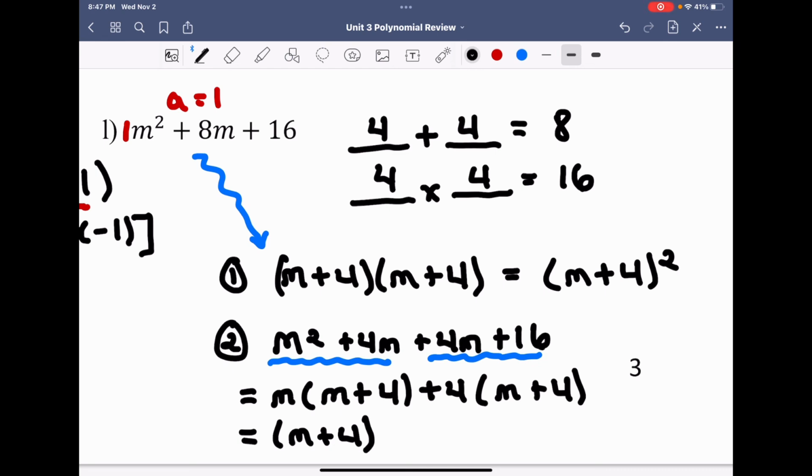And what am I left behind with? The m and the plus 4, leaving me with m plus 4, which can also be m plus 4 squared.